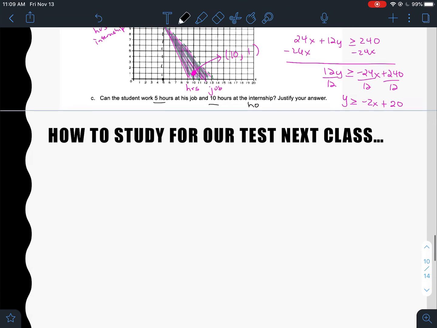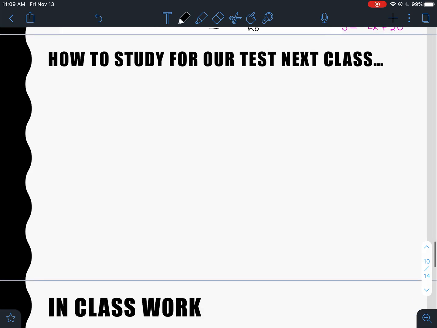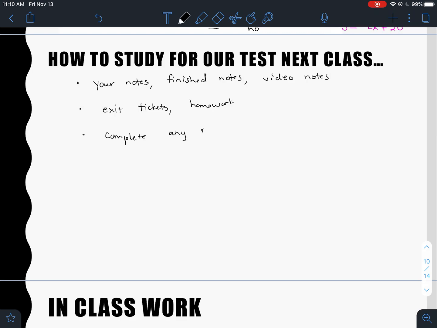All right, so your test is coming up. Ways to study. As a reminder, you want to look over your notes. You want to look over the finished notes that are posted in the modules. You want to look at the video notes that are also posted in the modules if you need to. You want to look over all of your exit tickets and homework. And then you want to complete any review activities and assignments.